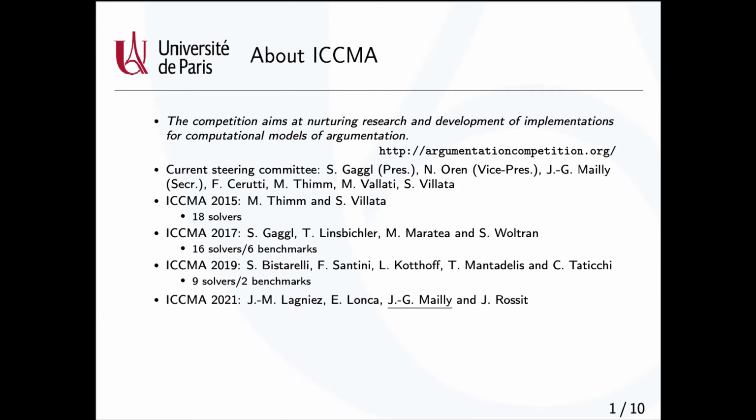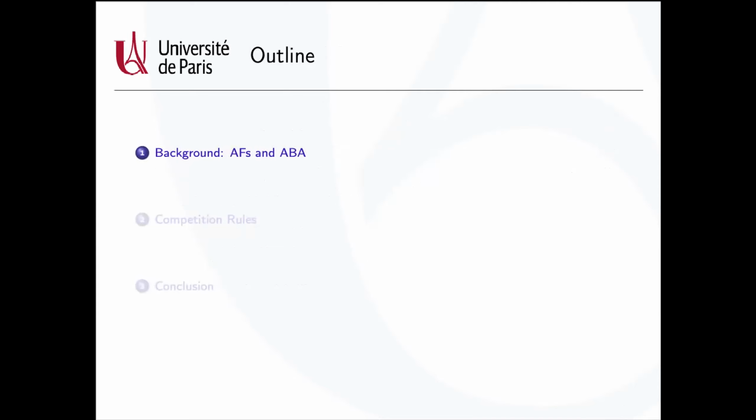So we hope that the next edition of the competition will have a similar success and will give new insights on algorithmic issues for formal argumentation. I will briefly introduce the background notions related to what will happen at the next competition. As you can see here, we will of course talk about classical Dung AFs, but also about ABA, assumption-based argumentation. And then I will introduce the rules of the next competition and some concluding remarks.